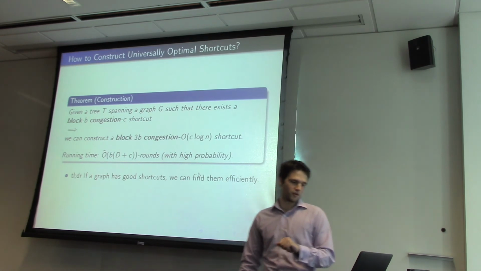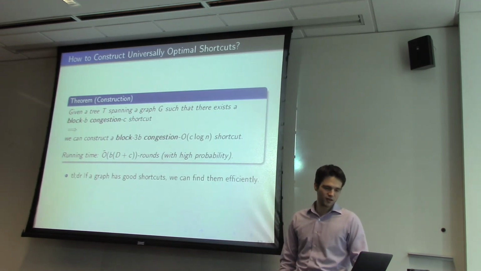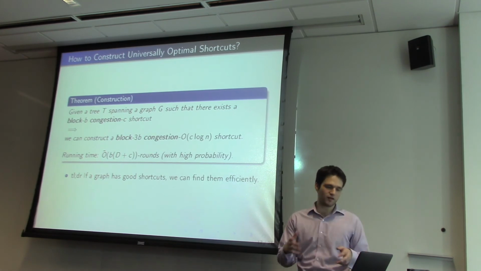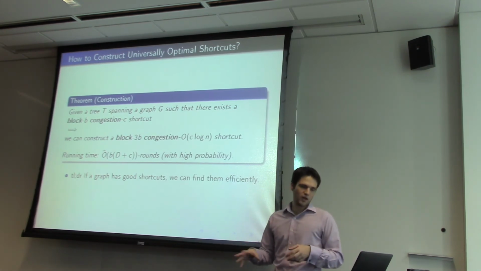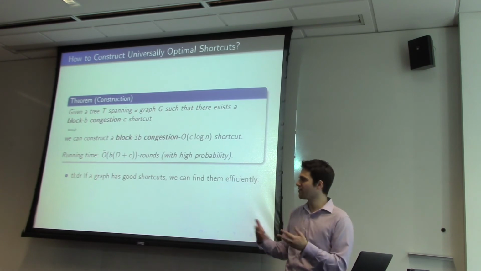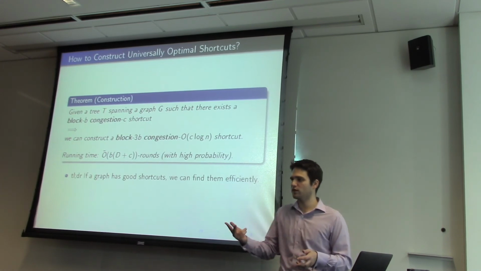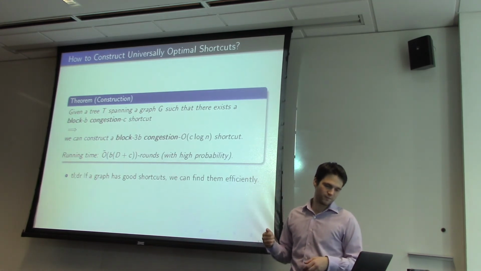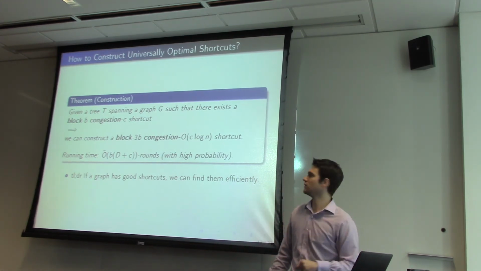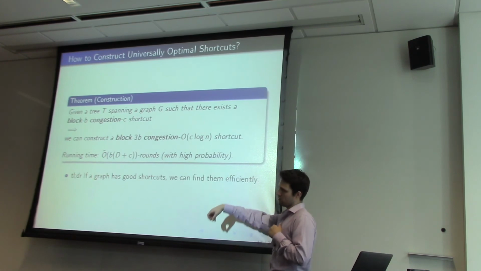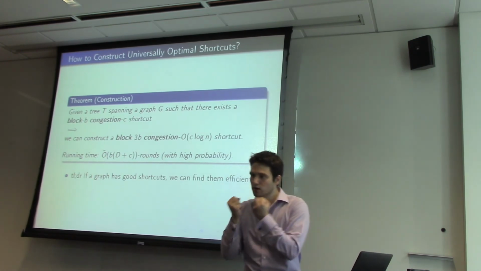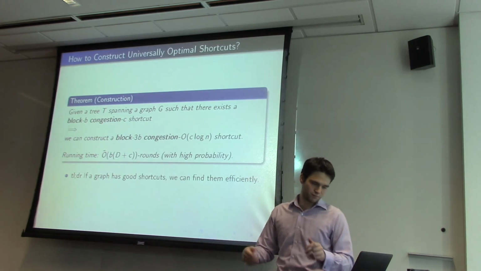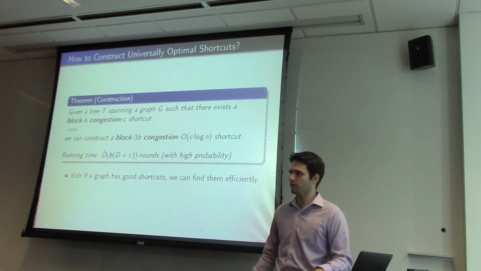Okay, so the construction theorem in all its glory. If given a spanning tree that there exists a block B congestion C shortcut, we can find some shortcut that has at most 3 times the block and at most log n times the congestion. And we can do it in our usual number of rounds, the same one you need even to compute the minimum spanning tree. So if a graph has good shortcuts, we can find them efficiently.